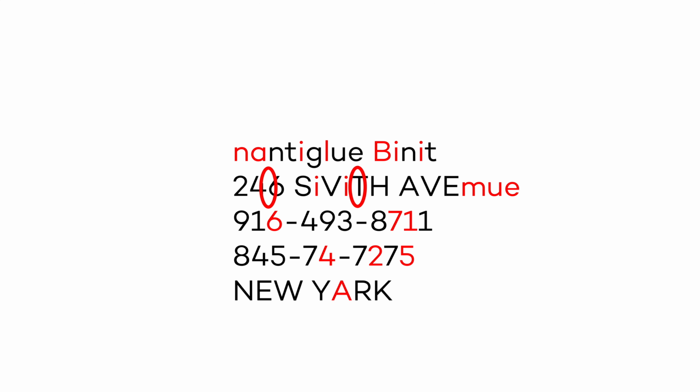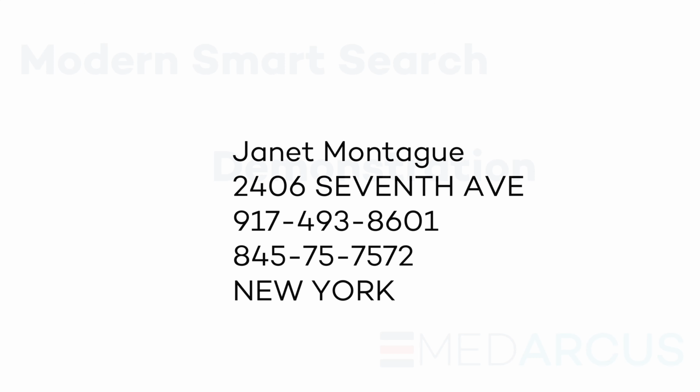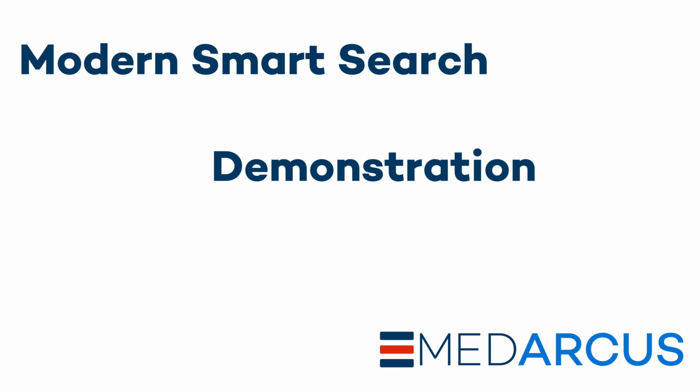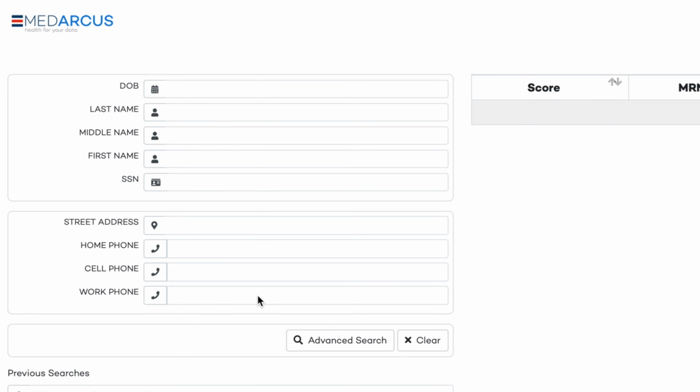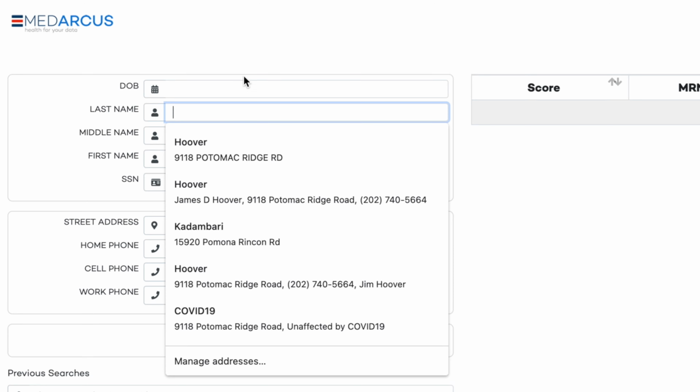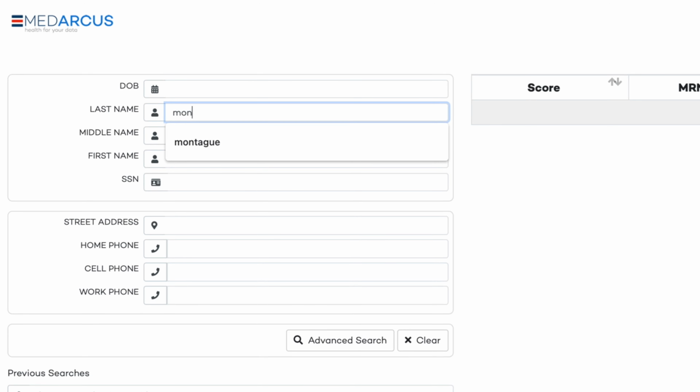Change the data character by character until we see the point of failure. The important thing to consider is that most search systems, and probably all EHR systems, cannot find a patient with 10, 12, 15, 20 errors in the search data. Yet modern search, smart search, fault-tolerant search does and can. So let's get into that demo and I'll show you what we're talking about. So just like in the presentation, I'm going to put in the last name Montague and the first name Janet.